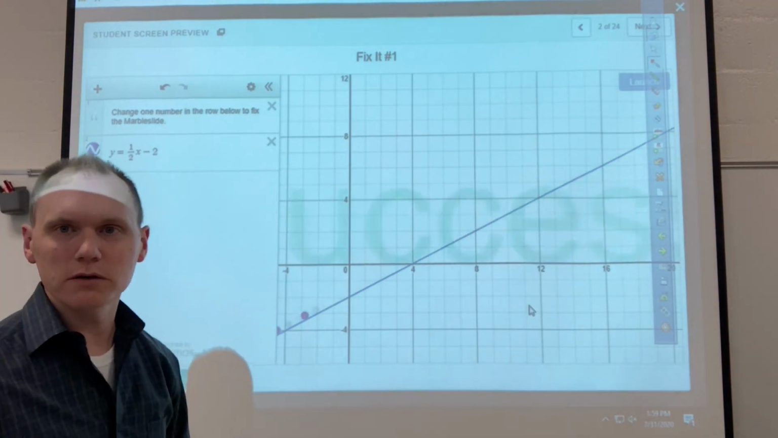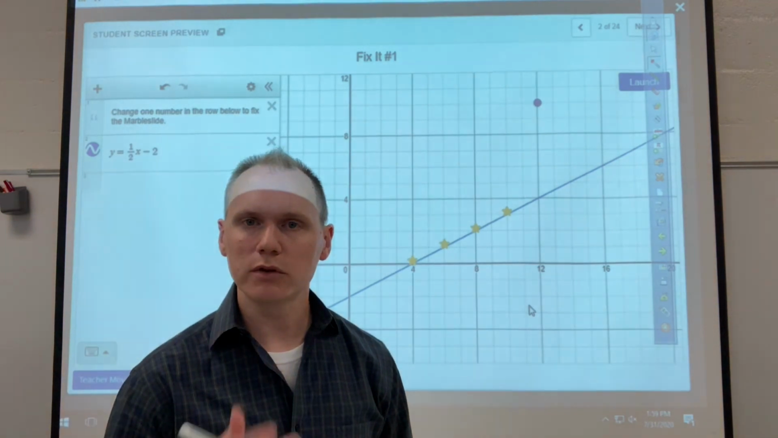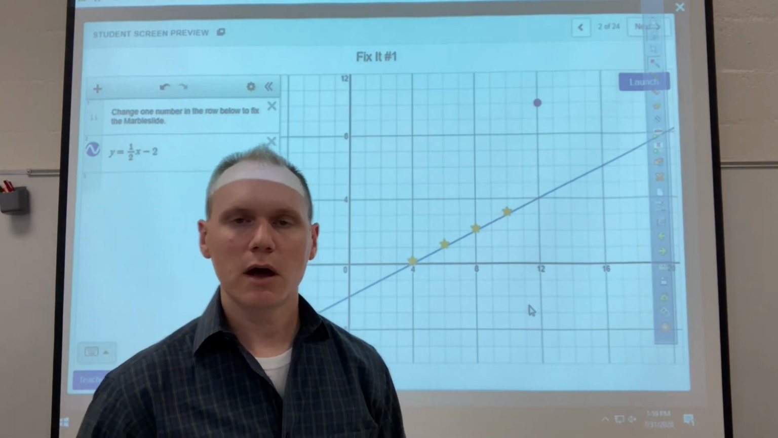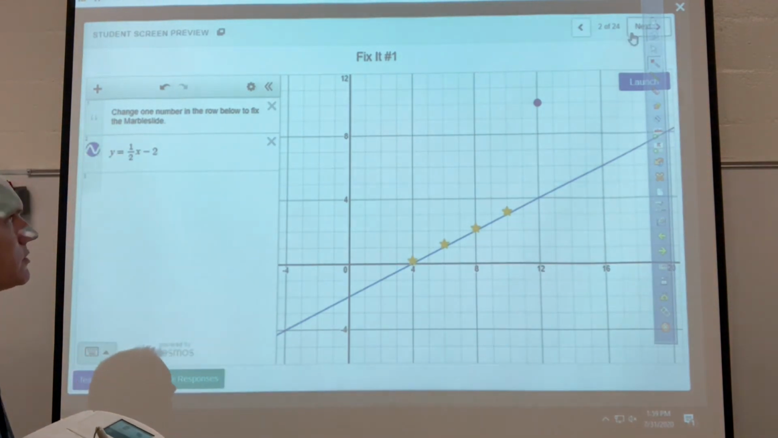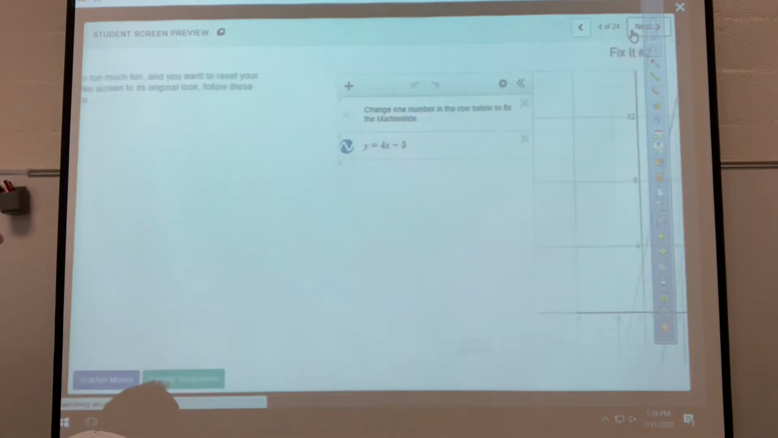And there we go, right? It works. So you can kind of play with those two parameters, the slope and y-intercept, and see if you can make things work for these marble slide activities. Let's do one more, and then we'll finish up.